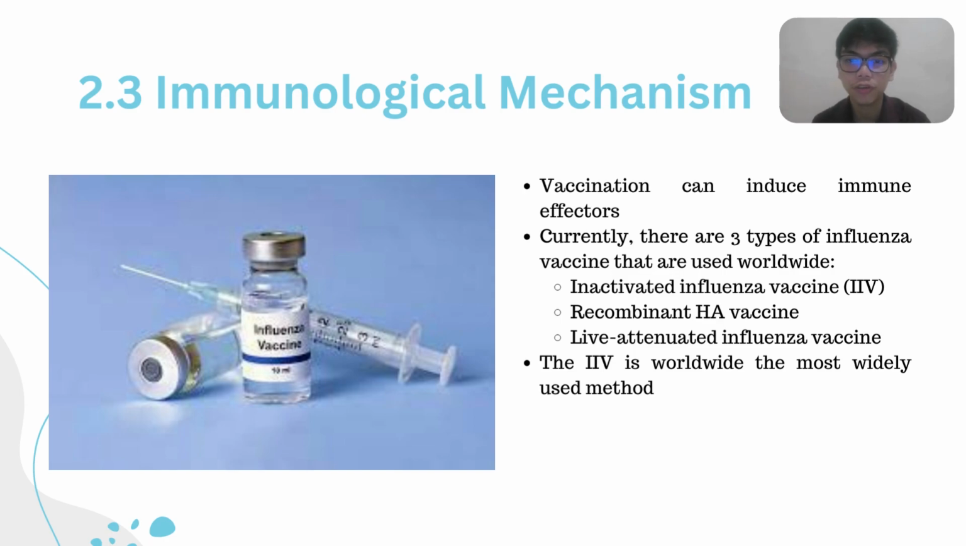Vaccination can induce immune effectors. Currently, there are three types of influenza vaccine that are used worldwide. The first one is inactivated influenza vaccine or IIV. The second one is recombinant HA vaccine. The third one is live attenuated influenza vaccine. The IIV is worldwide the most widely used method.